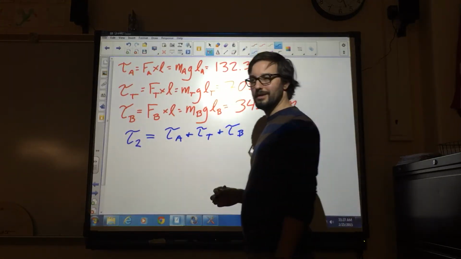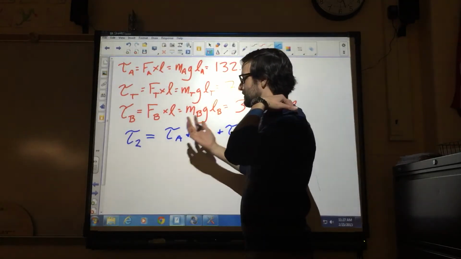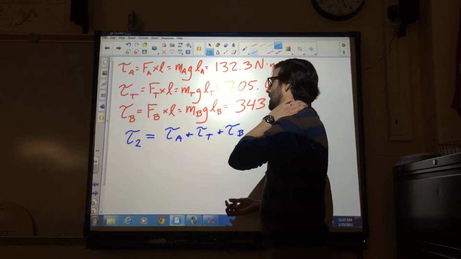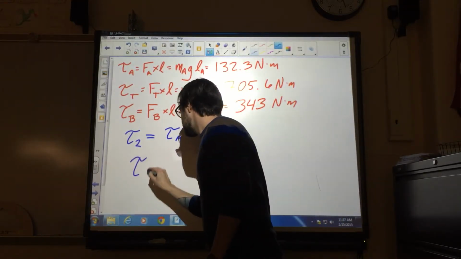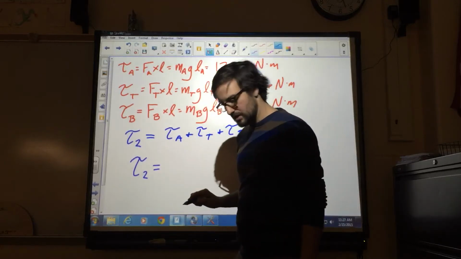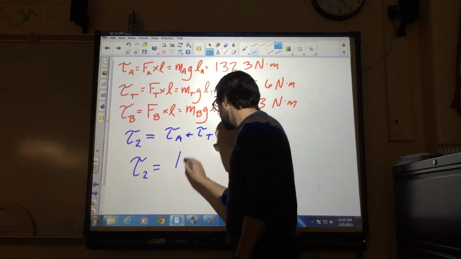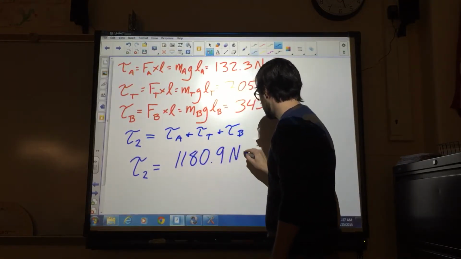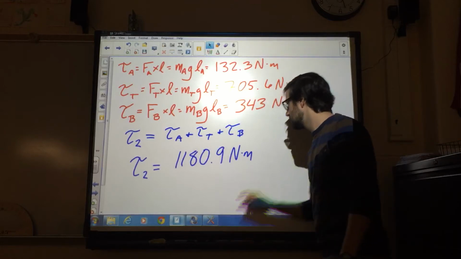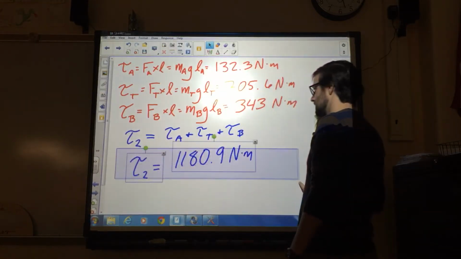And again, I'm not crazy about the negative signs, so I would just set it like this. You end up getting the same result anyway. So torque 2 is the sum of these three torques, and torque 2 should then end up being 1180.9 Newton meters. That is something I'm going to take with me to the next page because I need a little room.